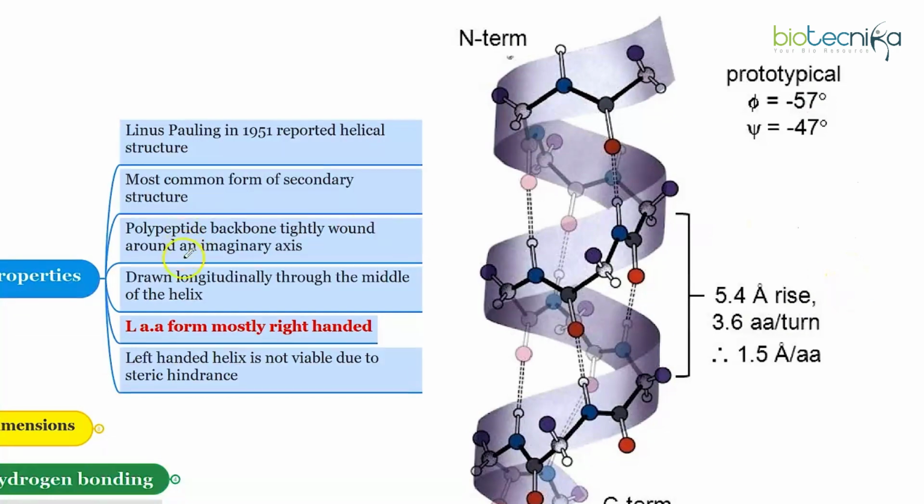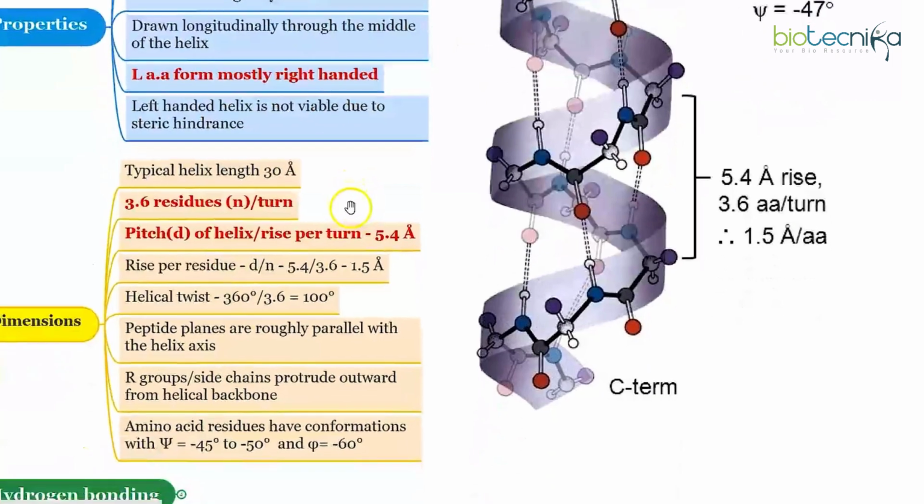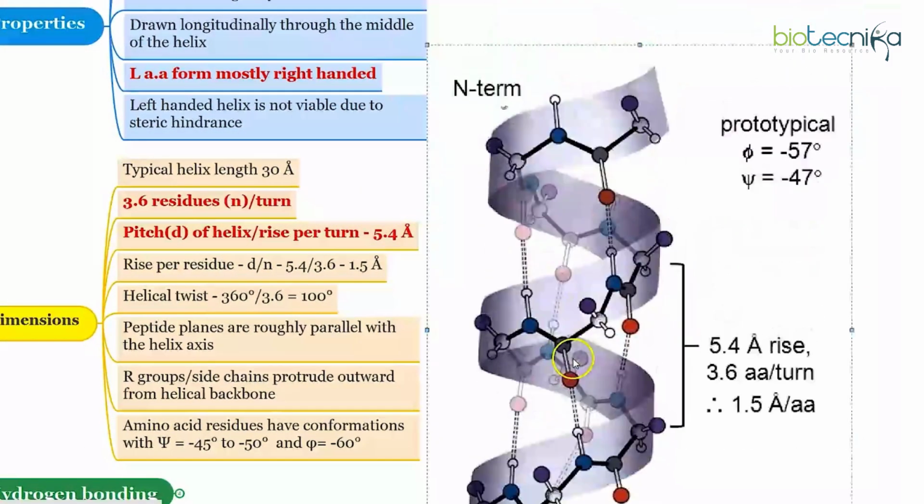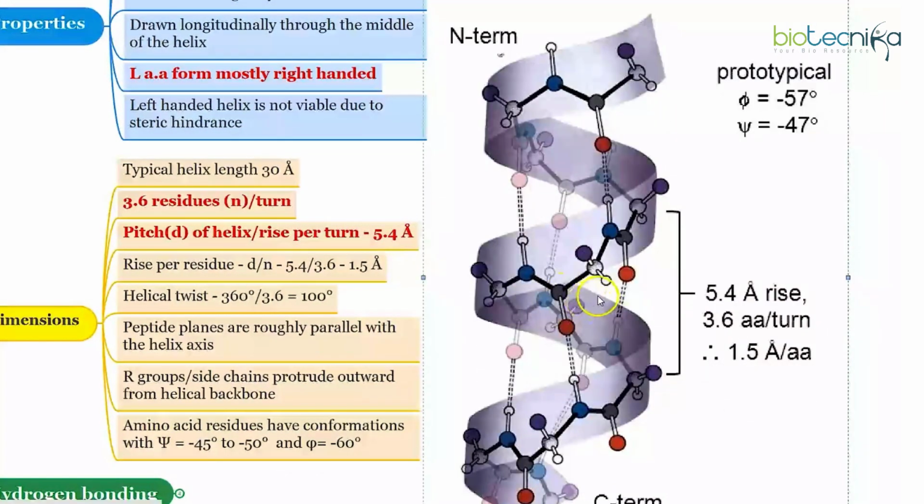Now coming to the dimensions. A typical alpha helix, as you can see, has some length. A typical alpha helix will have a length of around 30 Angstroms. And this is what is called one turn of the helix.